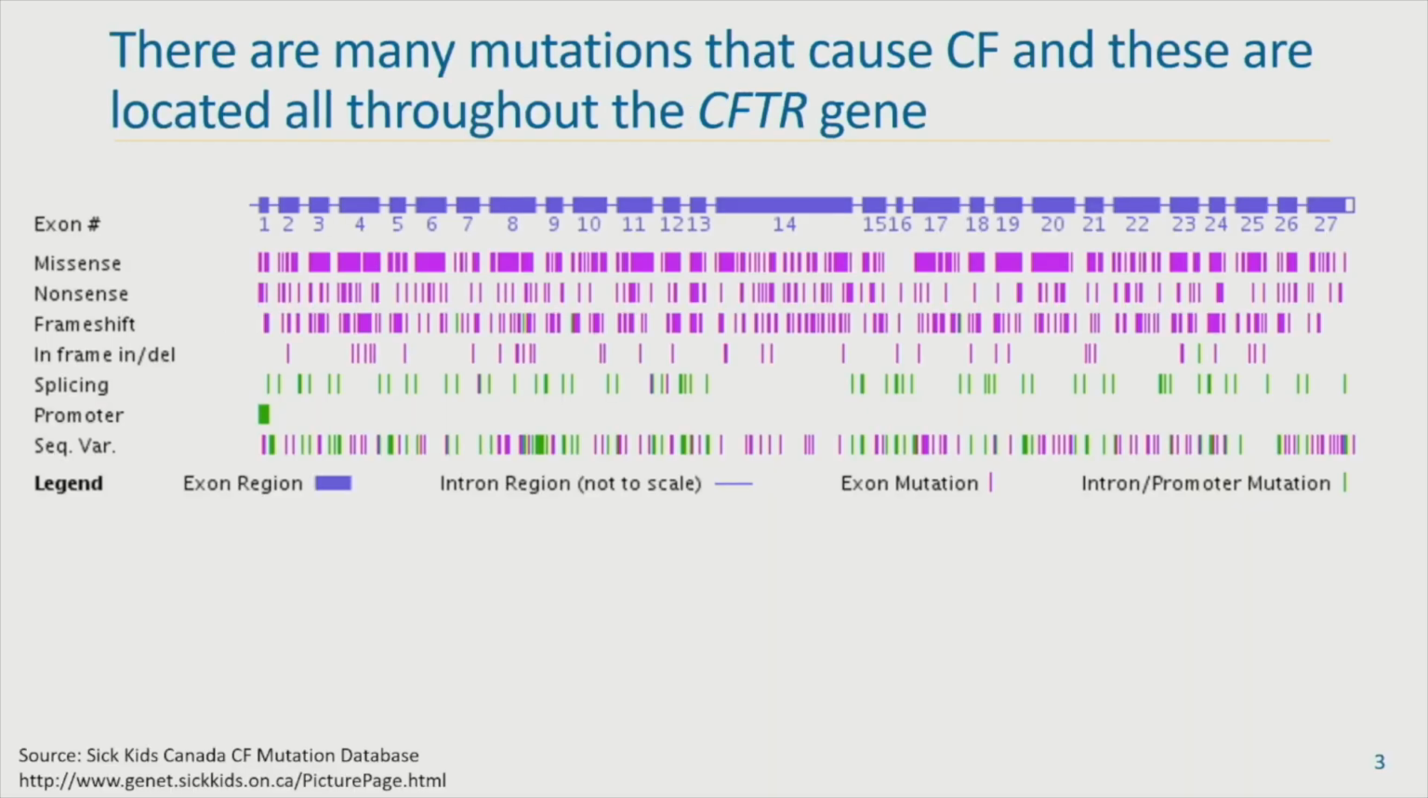So hopefully by this point in NACFC, we're all aware that there are many mutations that cause CF, and these are located all throughout the CFTR gene. I really like this diagram from Sick Kids Canada that shows this graphically. Up at the top, we have the 27 exons and 26 introns of CFTR. They also diagram with these individual lines the many missense, nonsense, and other types of mutations. And these are located all throughout the CFTR gene.